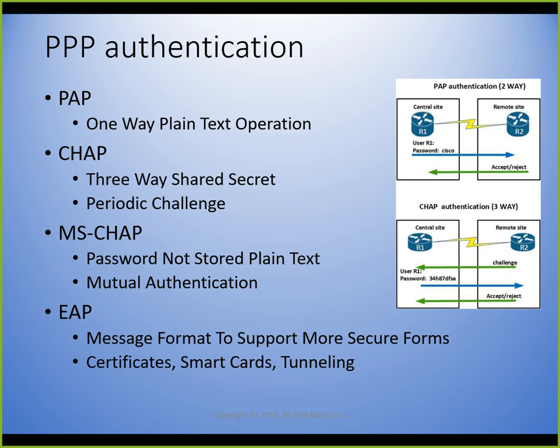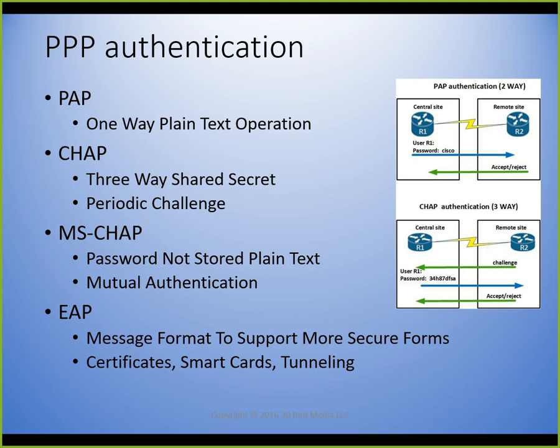The protocols that can be used: PAP, a one-way plain text operation. PAP, Password Authentication Protocol, is very insecure. It doesn't encrypt anything, and in the image on the right, the top one is PAP. It sends a password, sends the password Cisco, and it accepts or rejects it. The username and password are unencrypted when we do this.